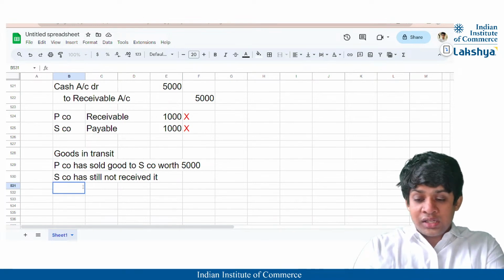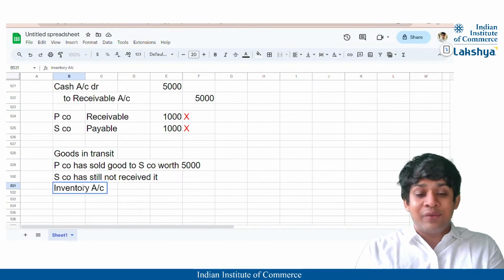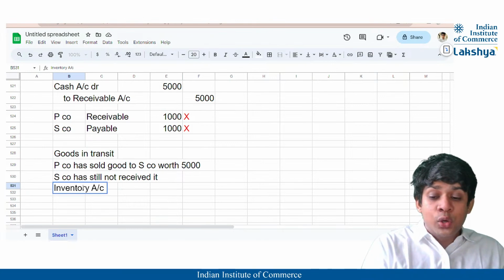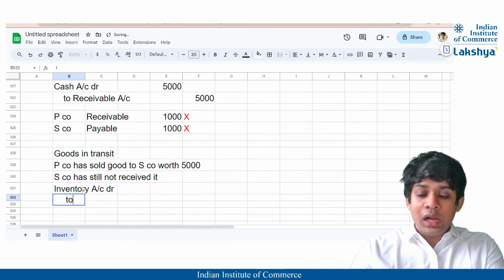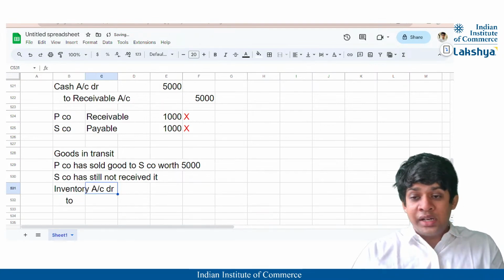So if it is already received, I will debit my inventory, because my inventory value will increase, correct? The goods I have already received will be stored in my inventory. That means my inventory is going to be debited. So inventory account debit, right? And the credit will be what? Inventory, since these goods we have already received, right?